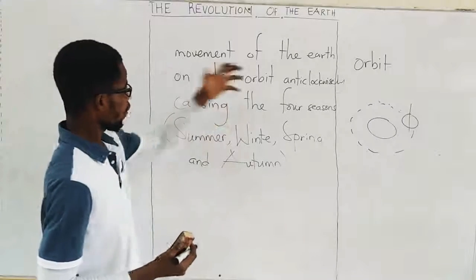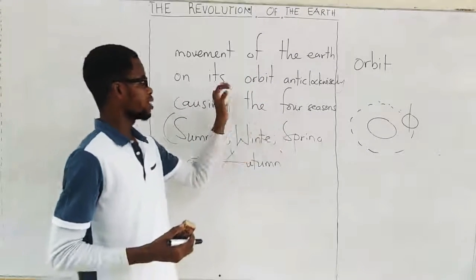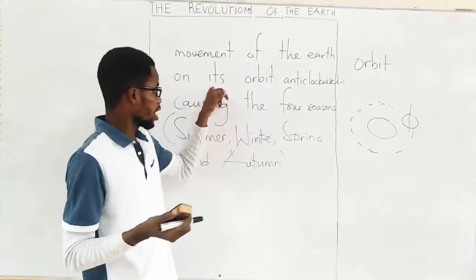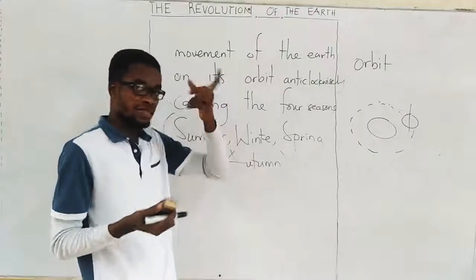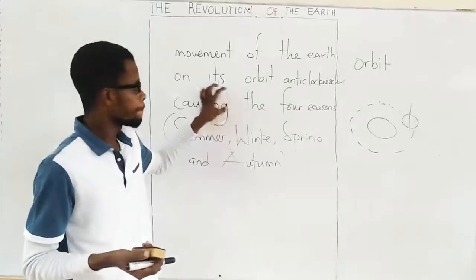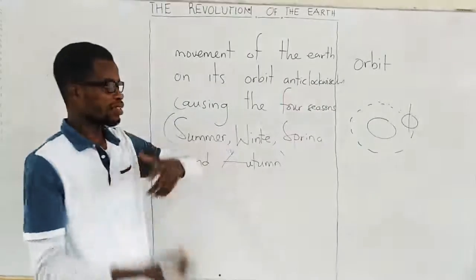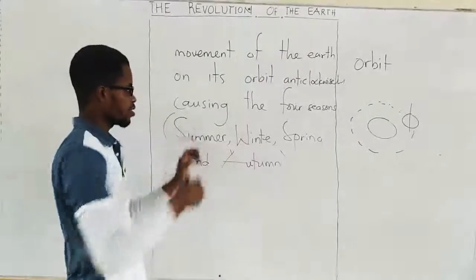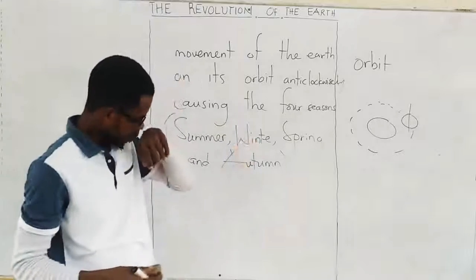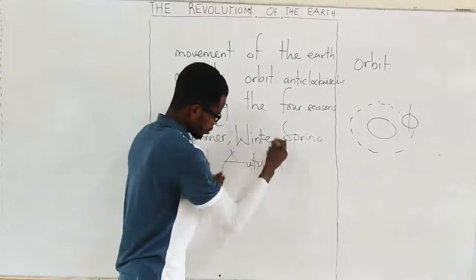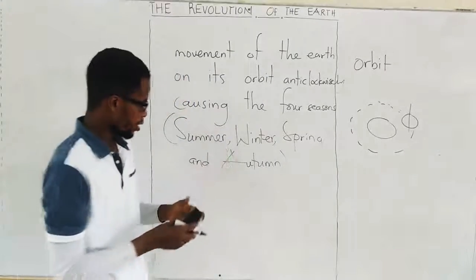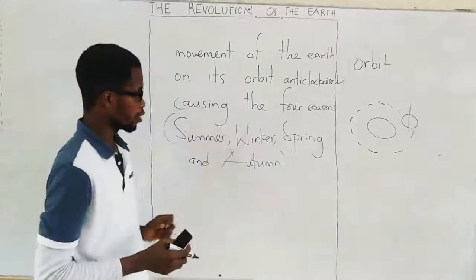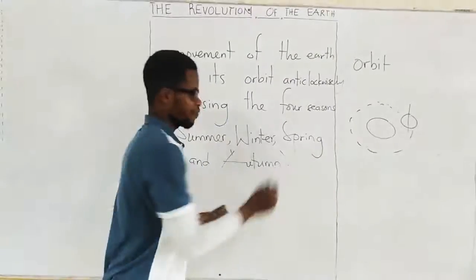The movement of the Earth on its orbit, not the one with apostrophe S, on its orbit, because we see students making a lot of mistakes. They bring this apostrophe there, which means a different thing. So we are talking about a possessive form, its orbit, anti-clockwise, that way. Anti-clockwise, this is clockwise. Anti-clockwise, causing the 4 seasons: summer, winter, spring, and autumn. So this is the definition.